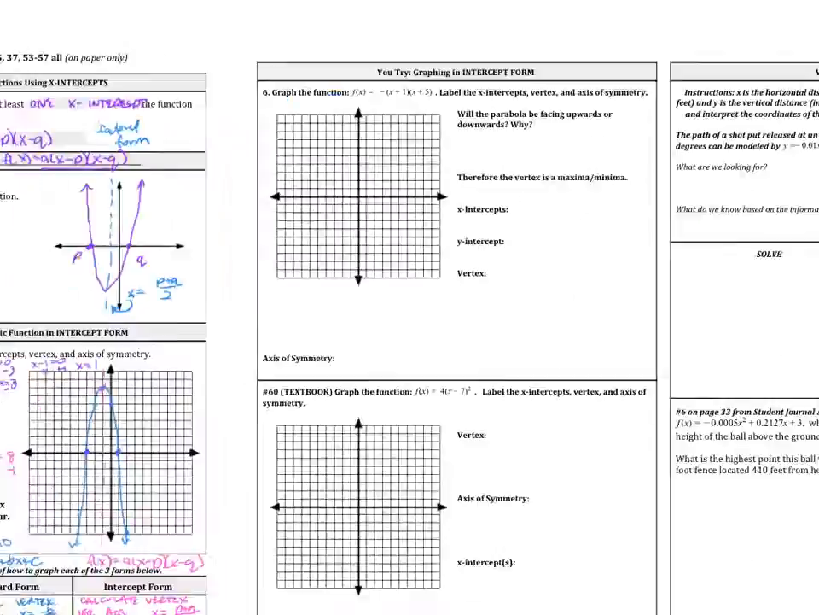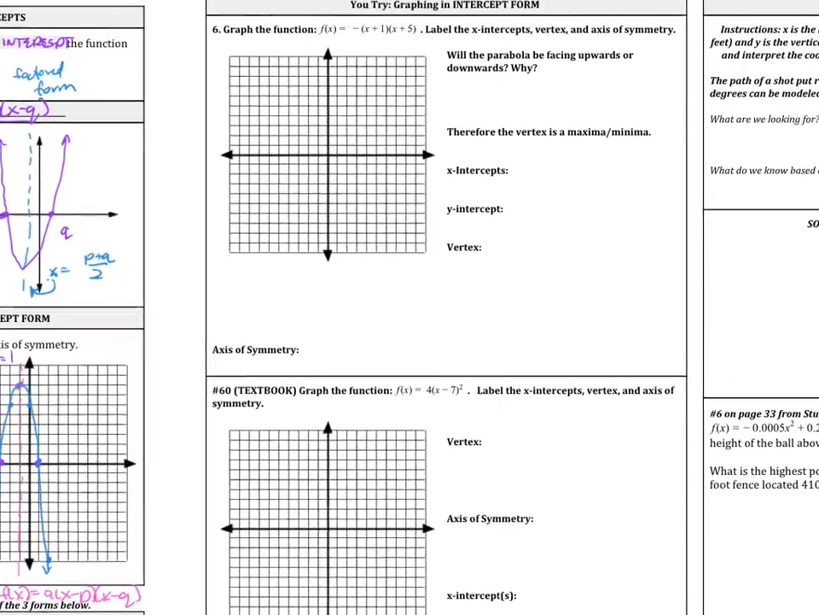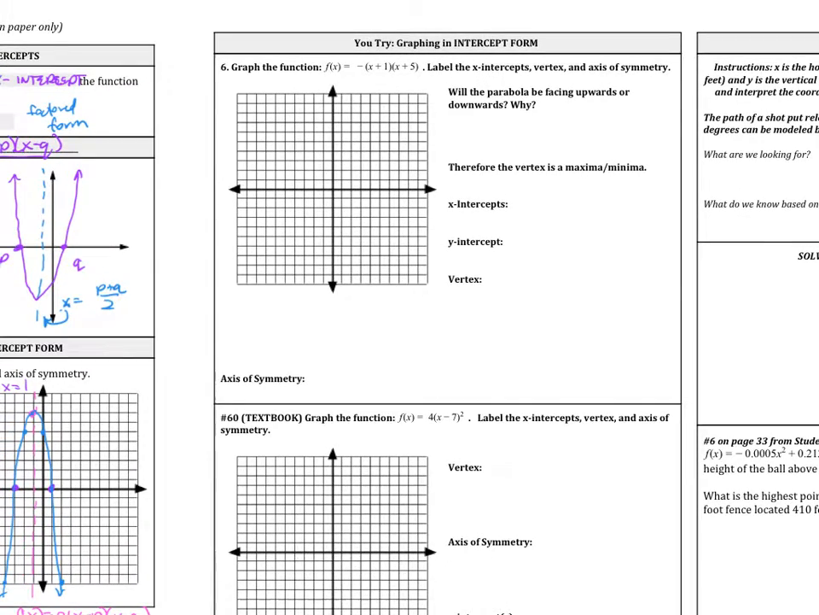So just to get a little bit more practice, try these two. Graph each function, f of x equals negative x plus 1 times x plus 5. And then try number 6 as well. Pause the video, and when you come back, I'll have the answer for you.